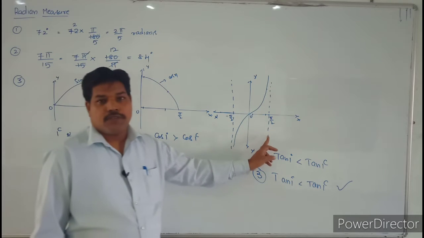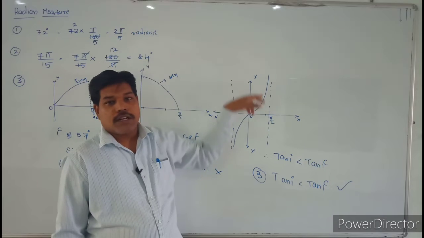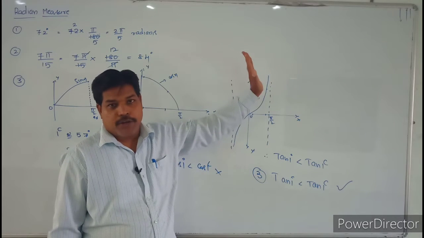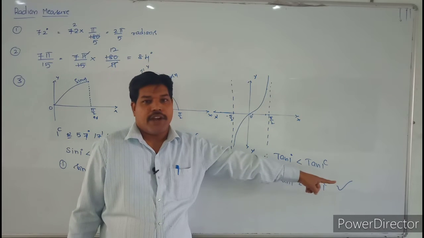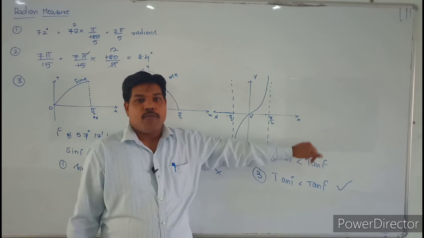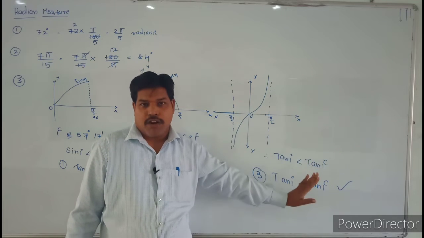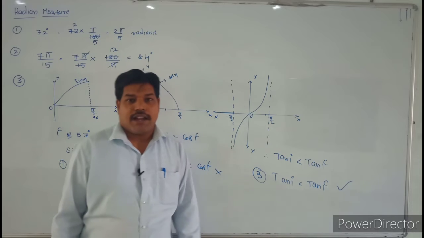So what about this one? Tan is increasing from 0 to pi by 2. So 1 degree is less than 1 radian. If you apply the tan function, since it is an increasing function, tan 1 degree is less than tan 1 radian. So in this case, the third option they have given is the correct one.